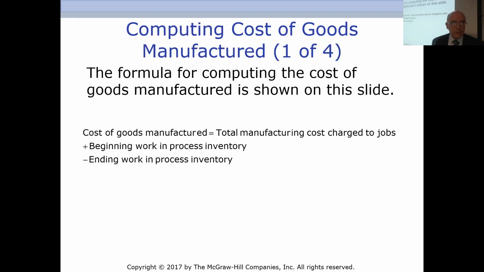So the formula for computing the cost of goods manufactured is shown on this slide. Cost of goods manufactured equals total manufacturing cost charged to jobs plus the beginning work in process inventory minus the ending work in process inventory. So I asked this question before. Let me ask it again. What's the difference between the cost of goods manufactured and the cost of goods sold?